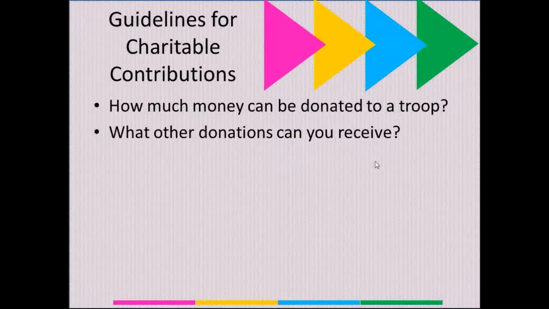Another thing troops ask us is what other things they could have donated. That would be tangible items, so markers, glue, anything you need for program supplies, badges could be donated, those types of things. That could also be done in lieu of a cash donation.